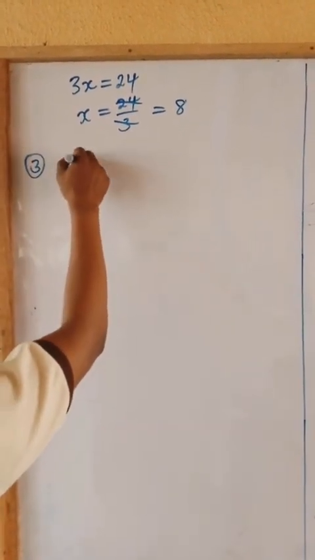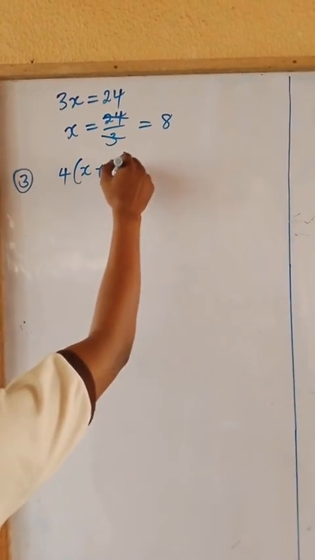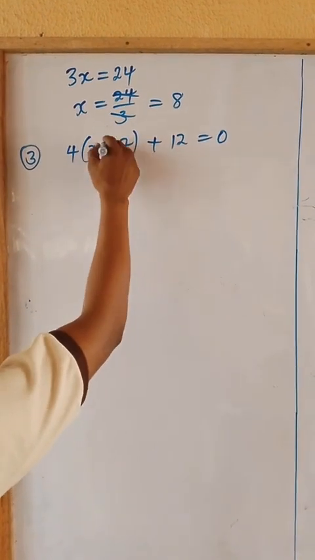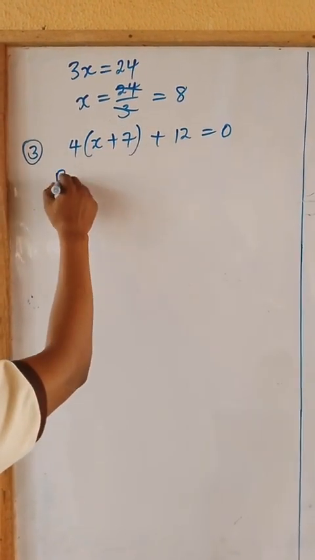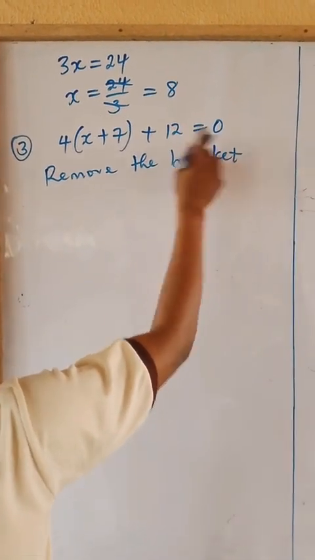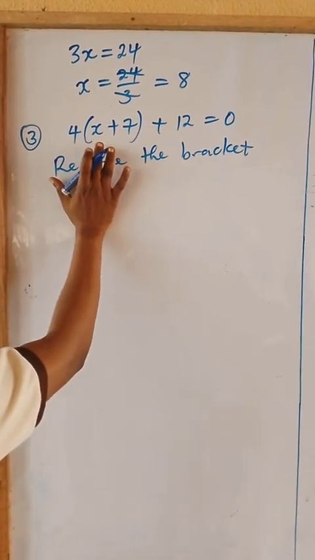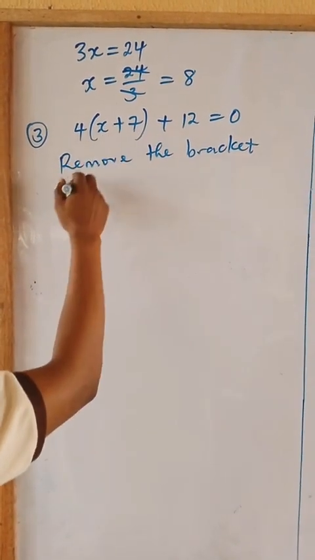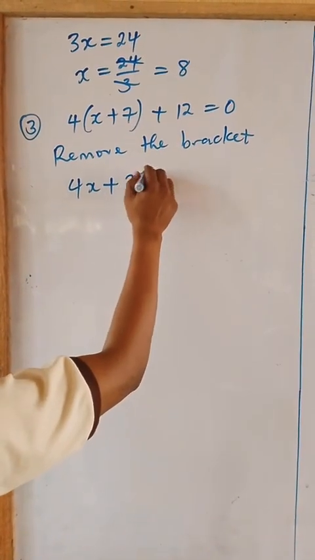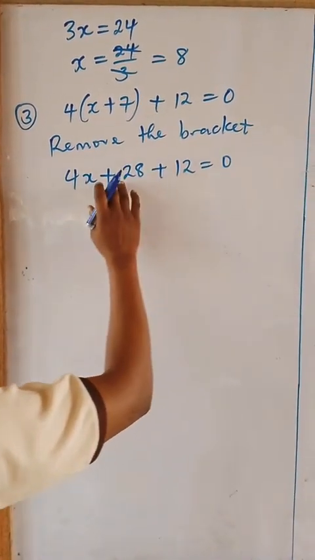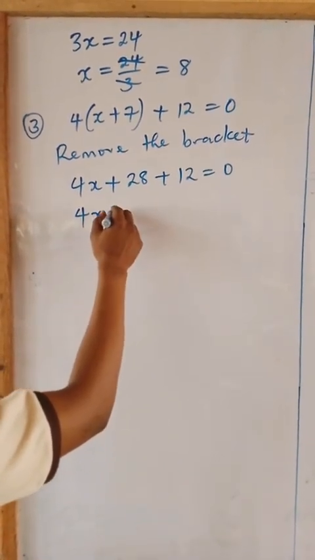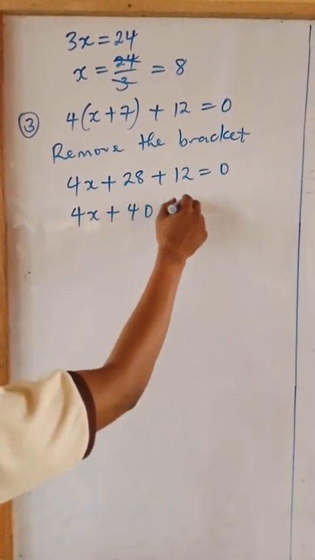Question 3. We have 4 into bracket x plus 7 plus 12 is equals to 0. So we are going to remove the bracket. And by the time we remove the bracket, we are going to use this 4 to multiply the element within the bracket. So 4 times x will give us 4x. Then 4 times 7 will give us 28 plus 12 is equals to 0. Plus 28 plus 12, they are like terms, so we can add this together. We are going to have 4x plus 40 is equals to 0.